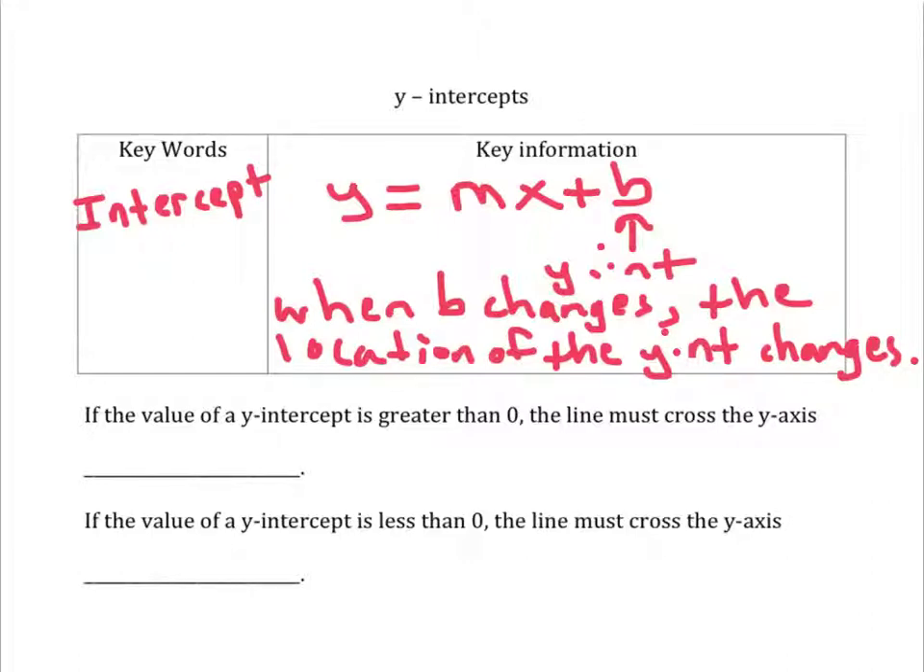And if the value of a y-intercept is greater than 0, then the line must cross the y-axis. What do you think? I want you to fill that in for me. And I want you to fill in the other one. If the value of a y-intercept is less than 0, then the line must cross the y-axis. Where? I want you to fill those two in for me.